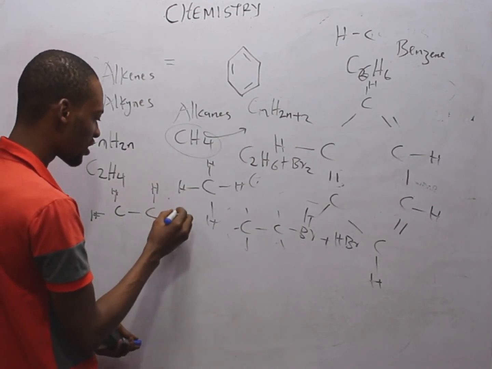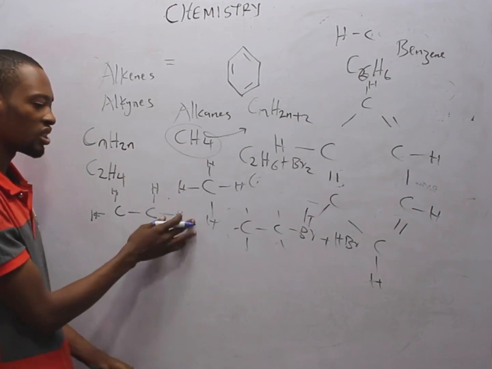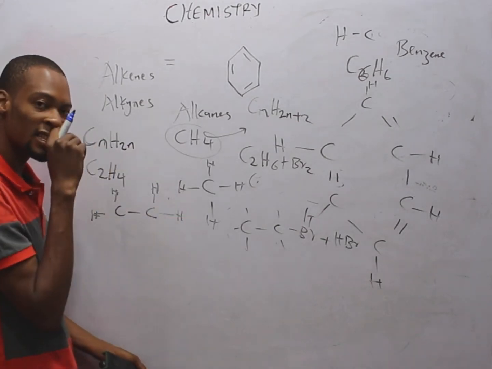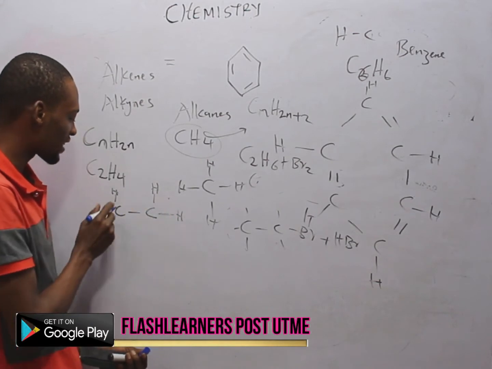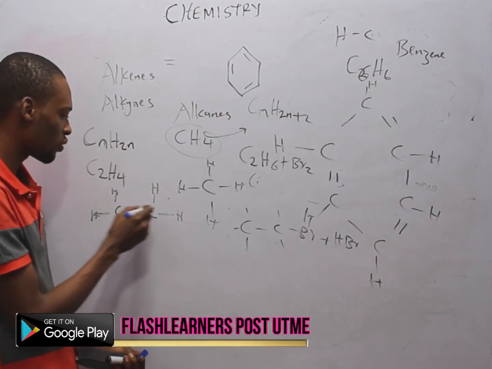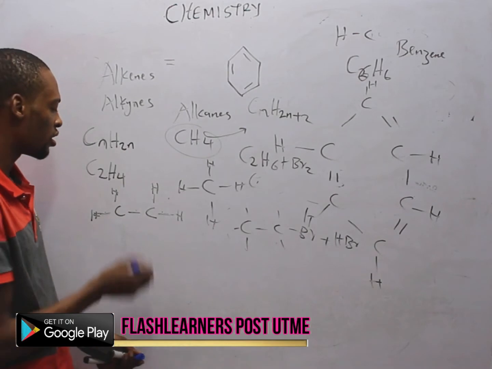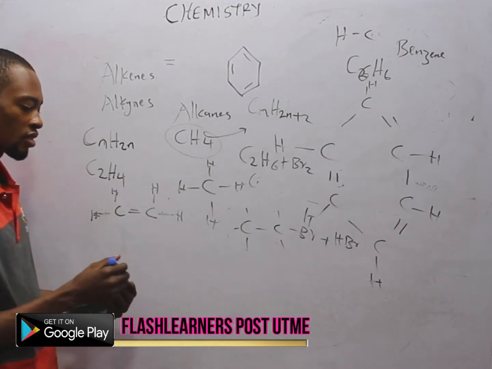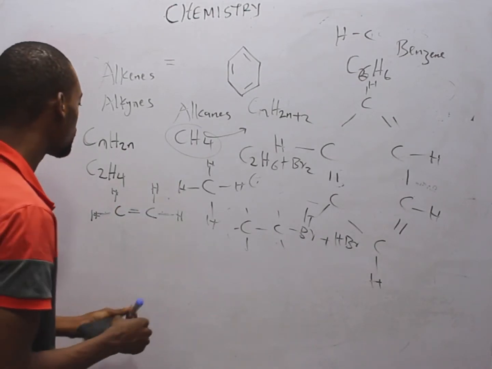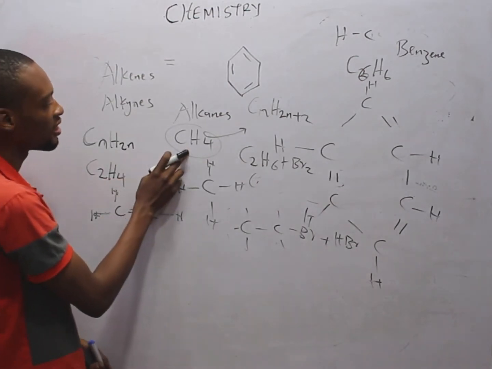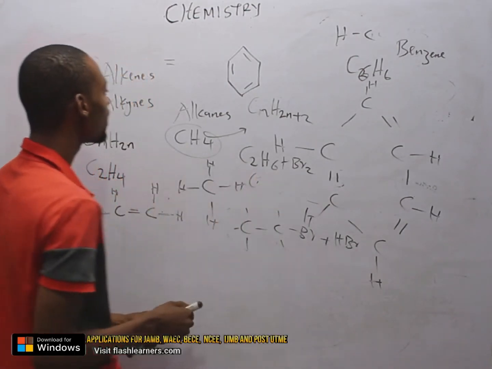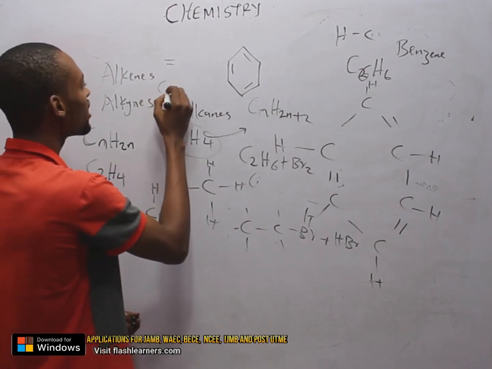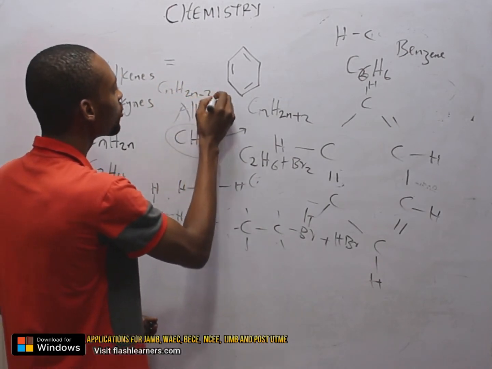Let's bring it here. So we already have 4 hydrogens, but carbon is tetravalent. It can carry a maximum of 4 electrons. This one is carrying 3, and this one is carrying 3. It's not complete, so a double bond is here. That is alkene for you. This is ethene. Alkynes are CnH2n minus 2.